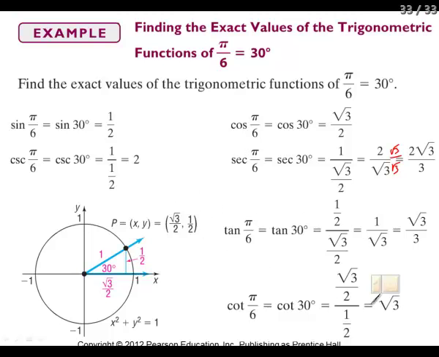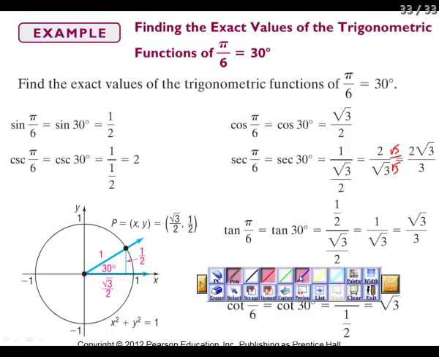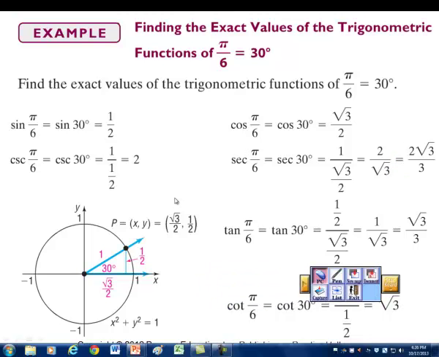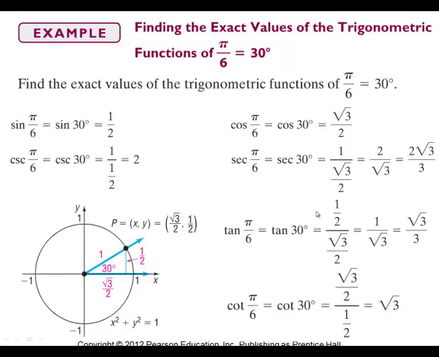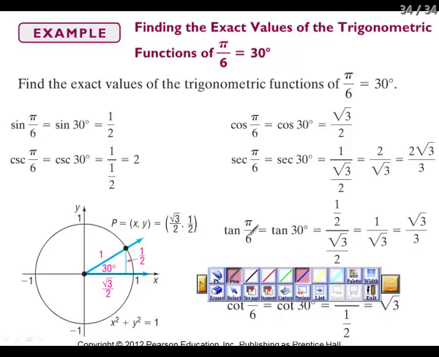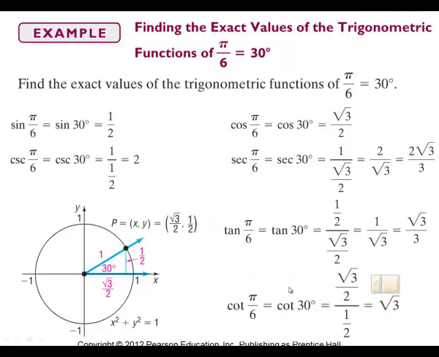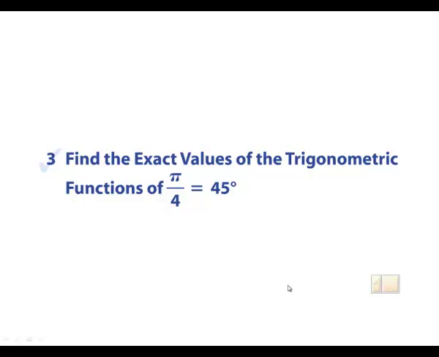Okay, so for 30 degrees, we have cosine, sine, and then tangent is square root of 3 over 3. These are basic values that we need to commit to memory for 30 degrees. Okay, now for 45 degrees.